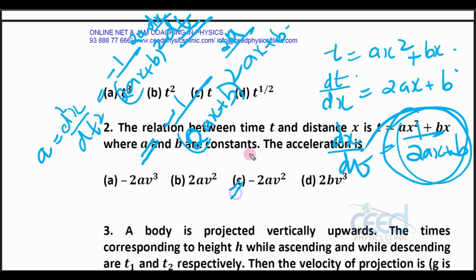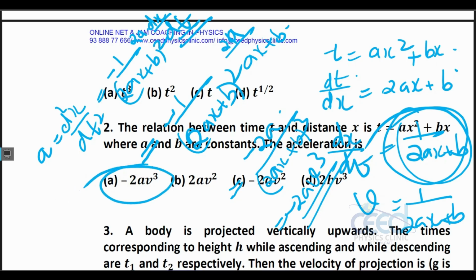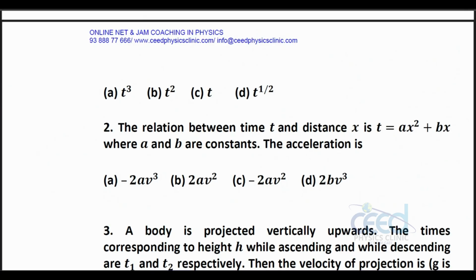Then it is minus 2a divided by 2ax plus b the whole cube. Can I write this? Velocity is equal to 1 by 2ax plus b, we know, then this is minus 2a into v cube, that is minus 2a v cube. Then option A is correct, right? All right, now let us go to another question.